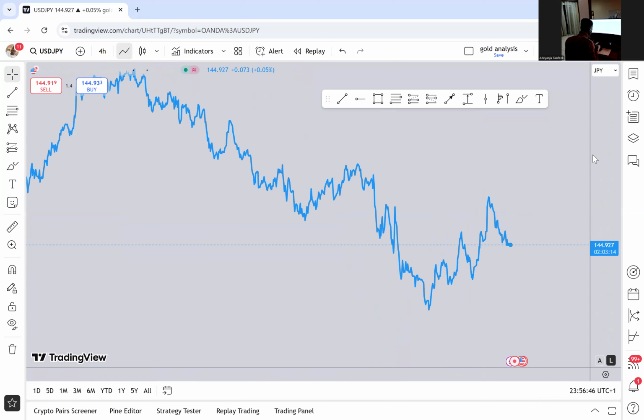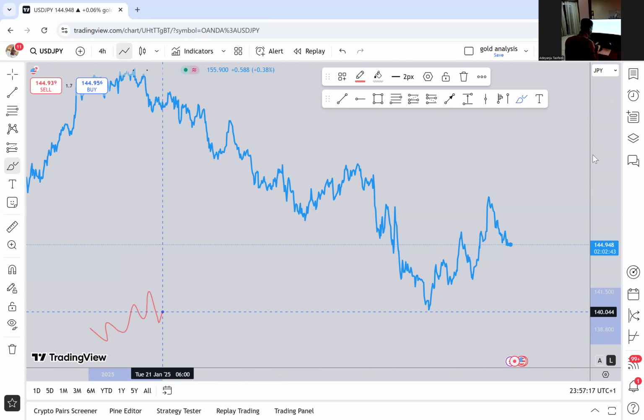Like I said before, I really did not explain the continuation pattern. I only did reversal for demand and reversal for supply. So I'm just going to quickly go through continuations for demand and continuations for supply by further illustrating with my pencil tool. Okay, USDJPY is going up, an uptrend, like this.